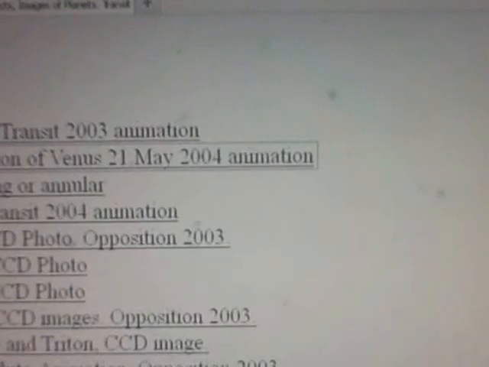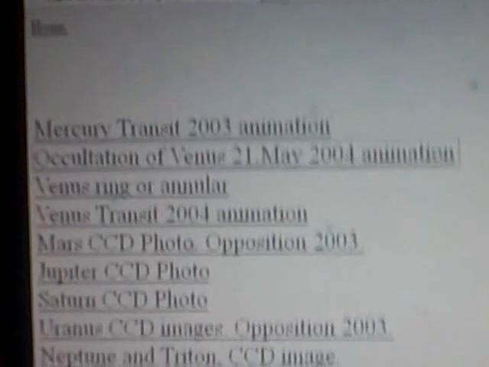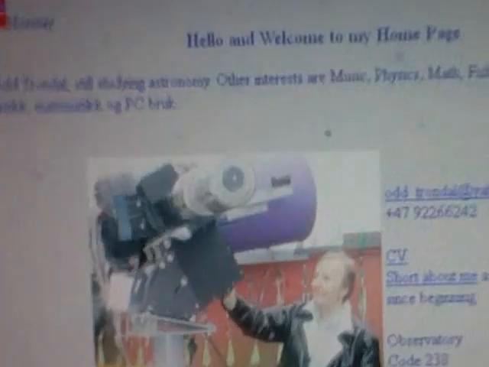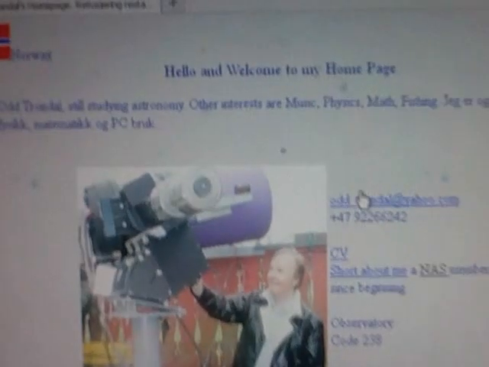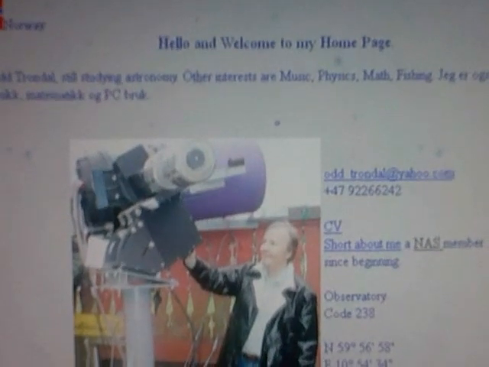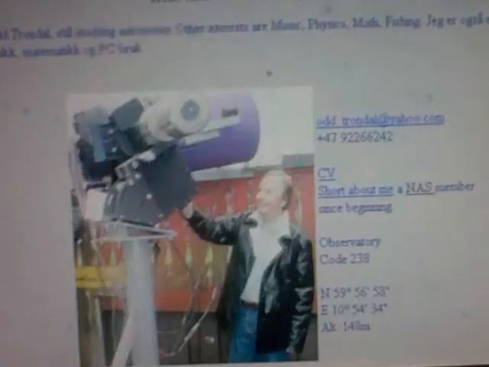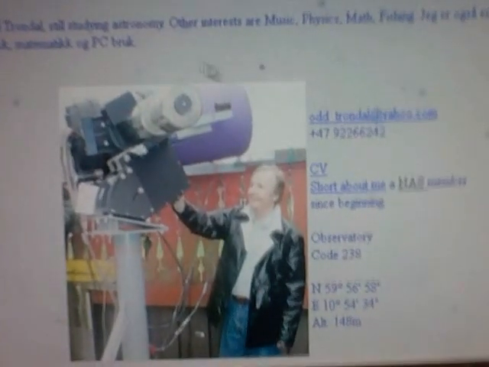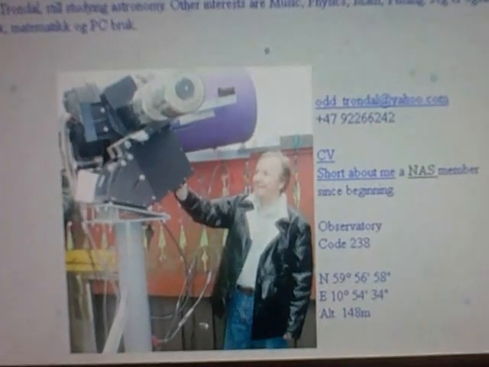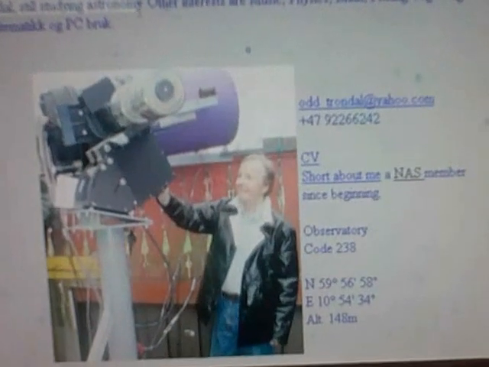Actually, this is part of my webpage, which I hopefully will put on the internet. I just have it on the computer. It is possible to find this webpage on the internet because other people have put it there. I will see if we can see. Well, it is possible. Just search for something like Otrondal still studying astronomy.